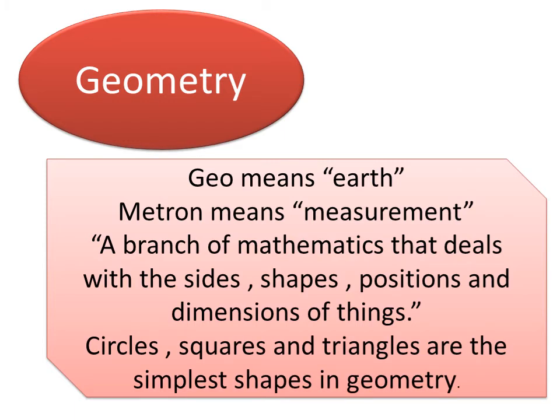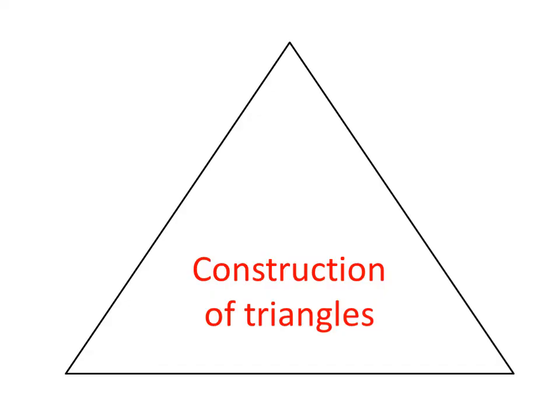Circles, squares and triangles are the simplest shapes in geometry. Today we will discuss triangles. You know that a three-sided shape is called a triangle. In a triangle there must be three angles, three vertices and three sides. The sum of the three angles must be equal to 180 degrees.